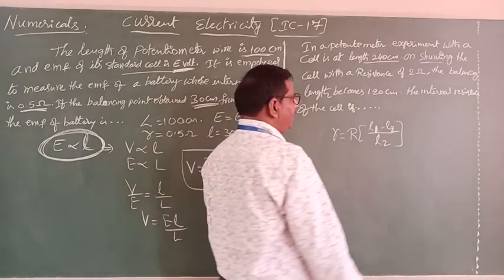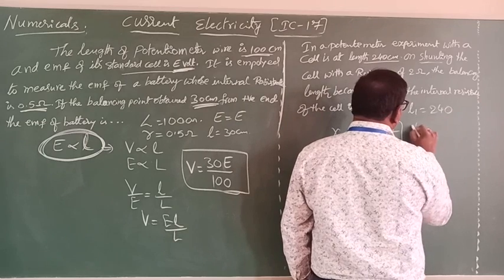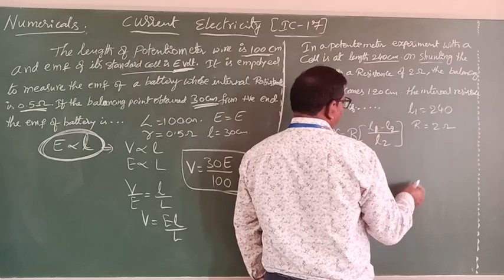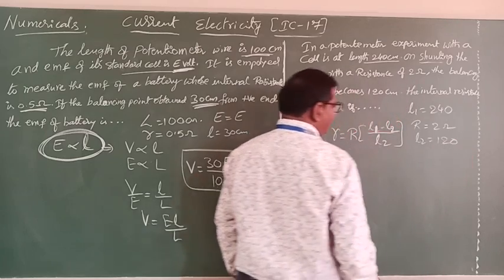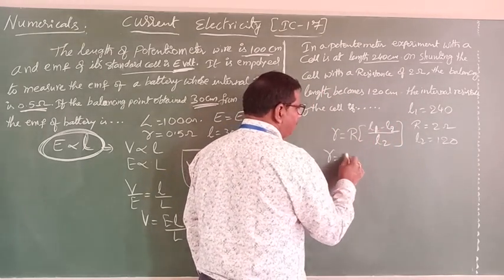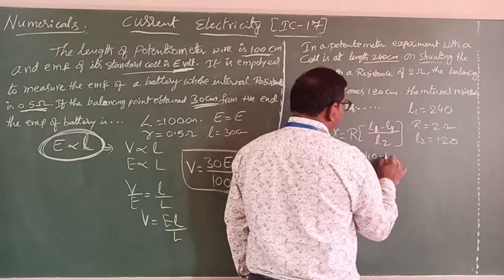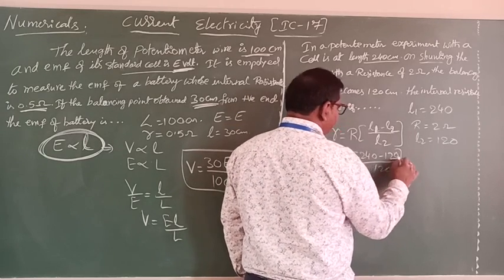Okay. Now according to this data, L1 equal to what they gave? 240. Capital R equal to how much they gave? Shunting 2 ohms. Now balancing length L2, how much is it? 120 centimeter. Now apply these all here. Small r equal to capital R value 2 into (240 minus 120) by 120.